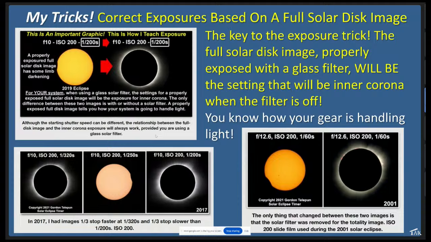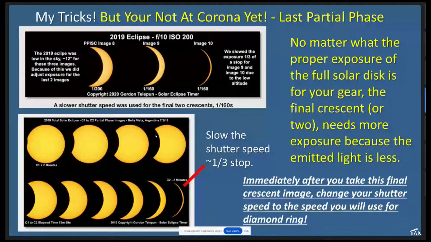But you're not imaging corona yet, though. There's two steps in between that you have to deal with exposure. And one of them is imaging the last crescent or couple of crescents, because these emit less light than the early partial phases. So you have to remember to increase your shutter speed about a third of a stop for the last one or two crescents, depending on what your interval is going to be. So slow your shutter speed.